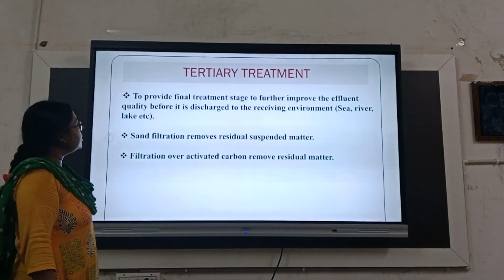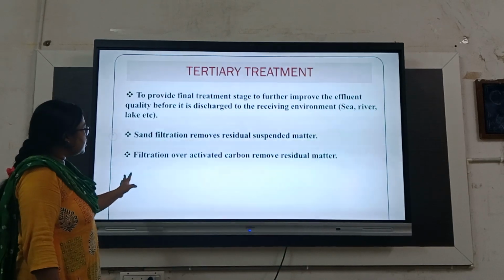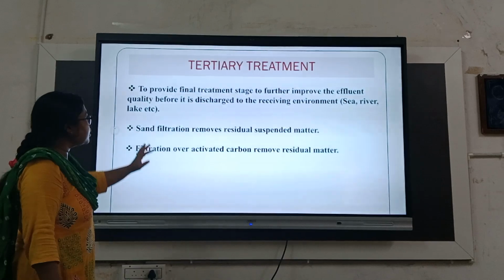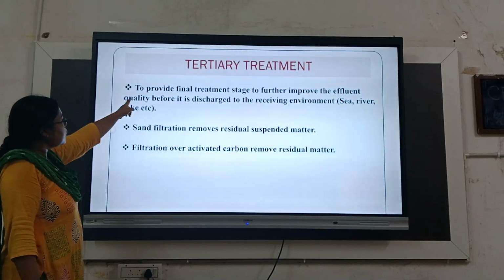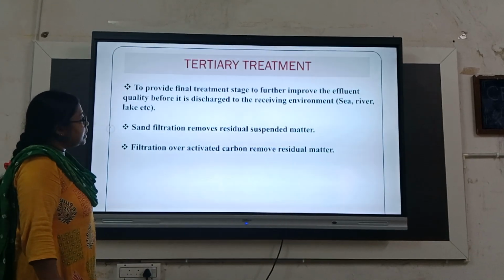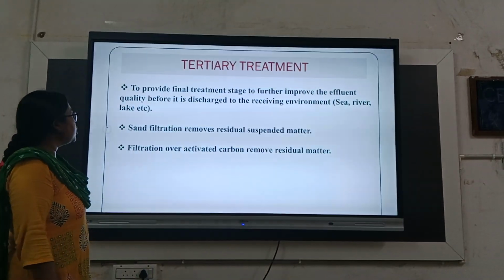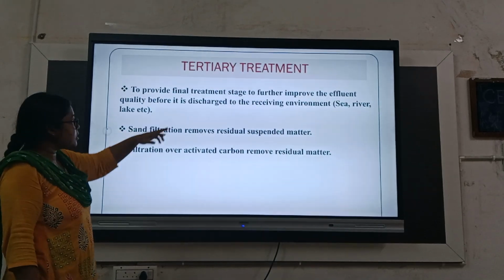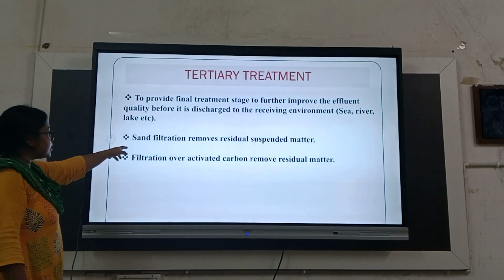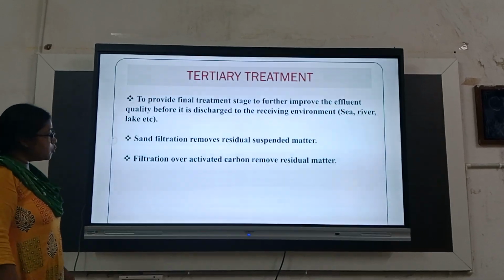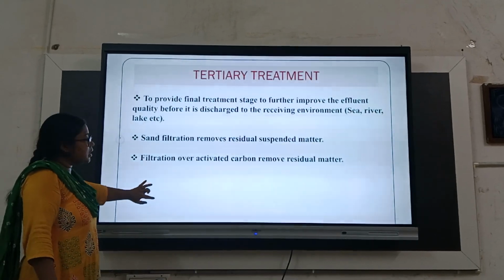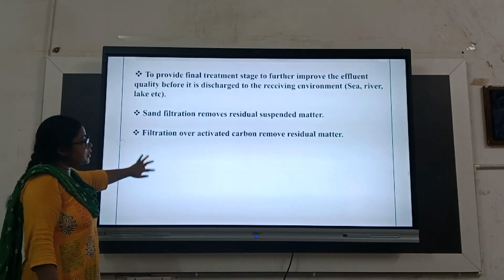Last is the tertiary treatment. In tertiary treatment, the sludge is treated, not the effluent water. It provides the final treatment stage to further improve the effluent quality before it is discharged to the receiving environment, that is sea, river, or lake, etc. Sand filtration removes residual suspended matter. Filtration over activated carbon removes residual matter.